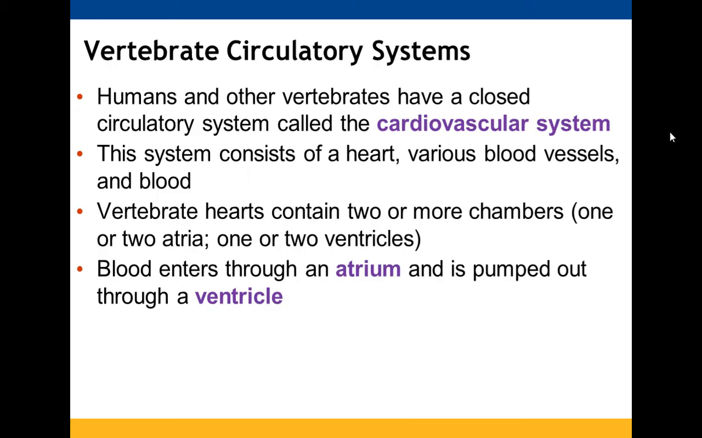Humans are part of the vertebrates. So we have a closed circulatory system: heart, blood vessels, and blood. Vertebrate hearts can vary. They can have one or two atria, they can have one or two ventricles. Blood will enter through atria and it leaves through the ventricles.